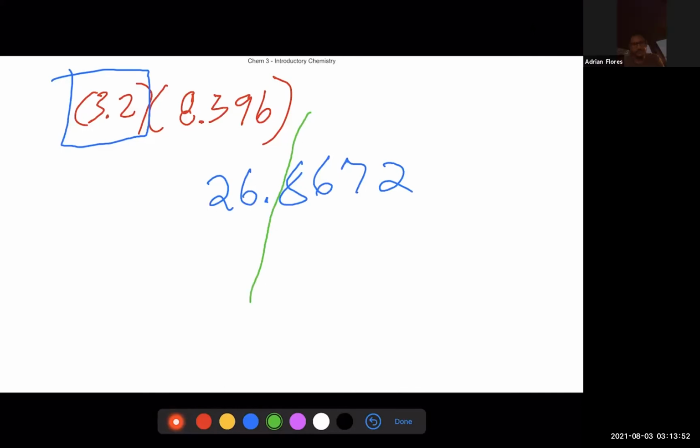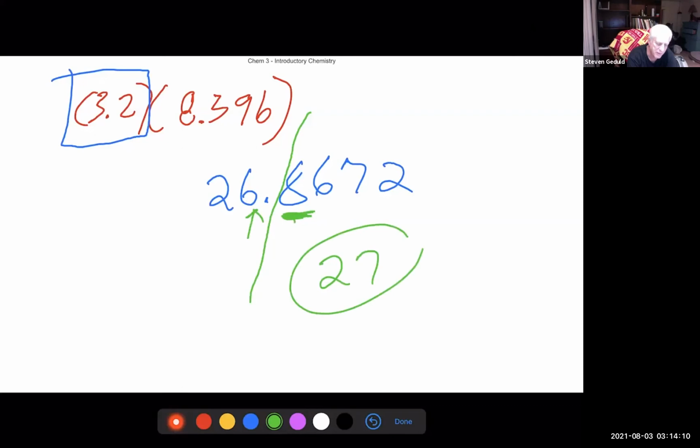And when we round numbers, if this number is less than 5, this number stays the same. If this number is greater than or equal to 5 exactly, this number rounds up. So this rounded to 2 digits would round to 27.